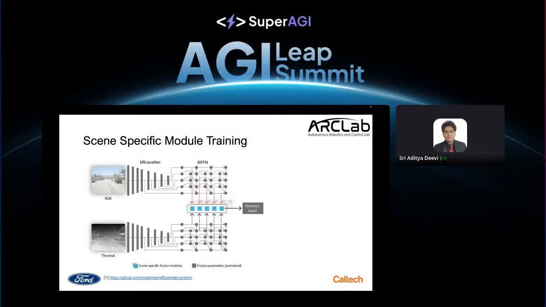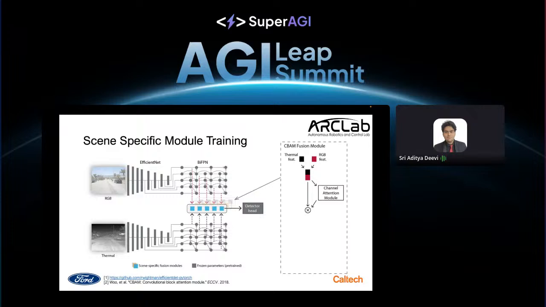Our fusion module consists of several convolutional block attention modules to fuse multimodal features at various BiFPN stages. Specifically, we concatenate thermal and RGB features output from respective BiFPNs. The concatenated feature maps go through a channel attention module and then a spatial attention module. Finally, we use a 2D convolutional layer to revert the feature size to the original single modal feature size.